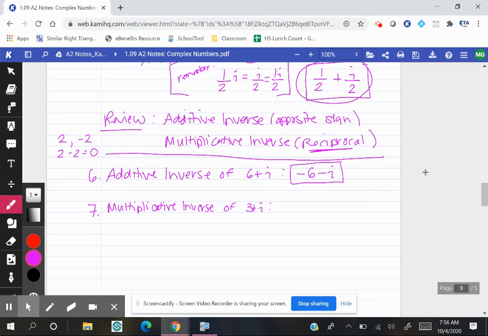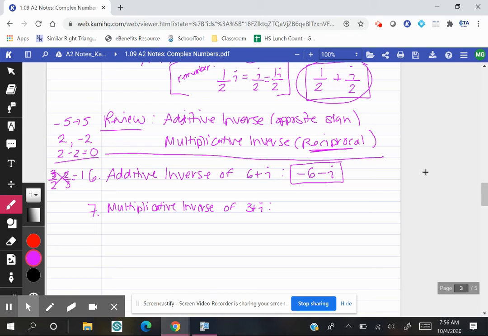So you're just changing the sign. If it was negative 5, the additive inverse of that would be 5. Add them together, you get 0. If you are doing multiplication, let's say I have 3 over 2. The multiplicative inverse would be 2 over 3, because if I multiply those together, those cancel, and I'd get 1. 3 times 2 is 6, 2 times 3 is 6, 6 over 6 is 1.